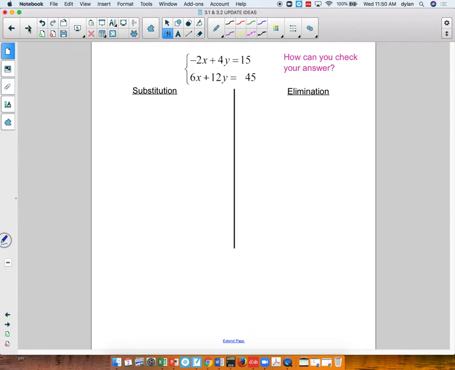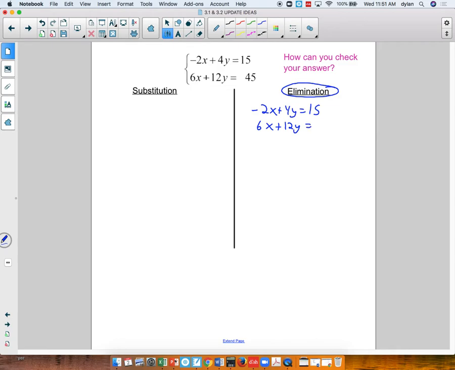So the first thing we're going to look at here is deciding whether to use substitution or elimination for a system of equations. And the way I make this decision is if I see a variable that's alone, in other words, that has no coefficient, you're probably better off using substitution. However, in a case like this one, where all the variables have coefficients, we're going to choose elimination as our method. So I'm going to rewrite our system on this side, negative 2x plus 4y equals 15, and 6x plus 12y equals 45.